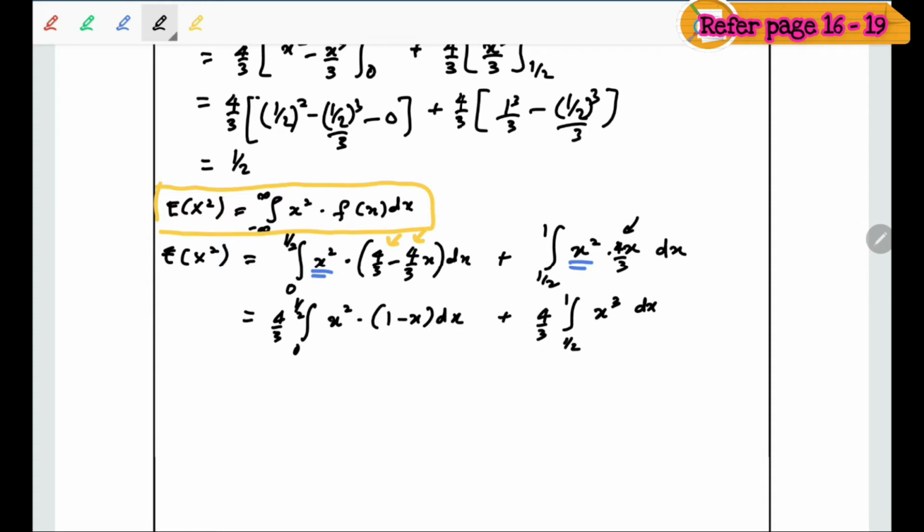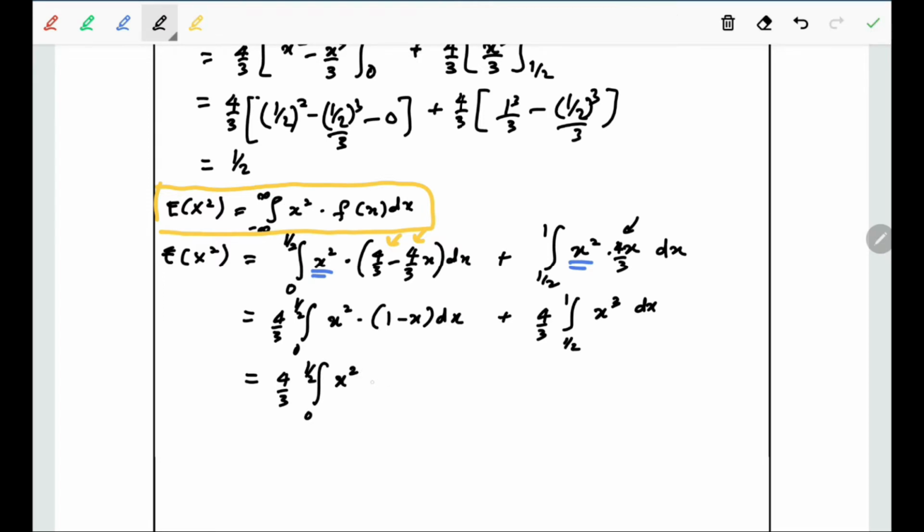Alright, so we're going to expand first before we integrate. So 4 over 3 integrate from 0 until 1 over 2. So expand, we get x squared minus x cubed dx, plus 4 over 3 integrate for x cubed dx. So we are going to proceed with the integration.